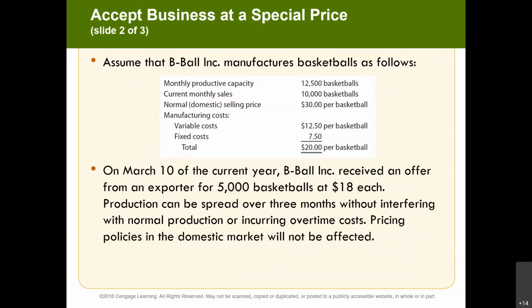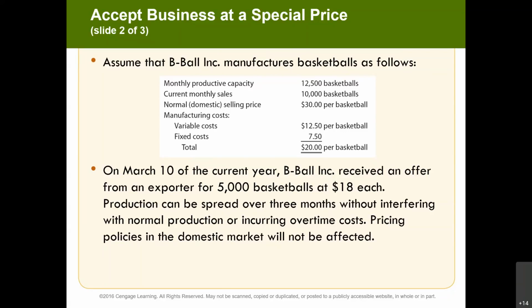Just like before, the fixed costs remain the same regardless of how much is being sold. So let's go ahead and take a look. Let's assume B-Ball, that's a great name, is a company that makes basketballs. I mean, what better name for a basketball company, right? Let's assume the company has a monthly capacity of 12,500 basketballs. Current monthly sales of basketballs are 10,000 per month. That's good. The normal selling price per basketball is $30. That must be a pretty nice basketball, like a Wilson or something.